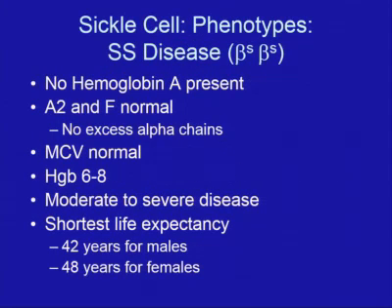So the classic hemoglobin SS disease, where you have 2 copies of the abnormal beta S gene, you don't make any normal hemoglobin A. You'll have kind of normal range A2 and F on the electrophoresis. The MCV tends to be normal, so SS shouldn't be microcytic. Something else is going on. They tend to have a pretty low hemoglobin. Baseline is usually around 6 to 8. And patients have at least a moderate amount of disease, if not severe. Sickle cell is really a horrible disease. The life expectancy for men is in the mid-40s, for women a little bit more than that. But this is absolutely a life-limiting disease.